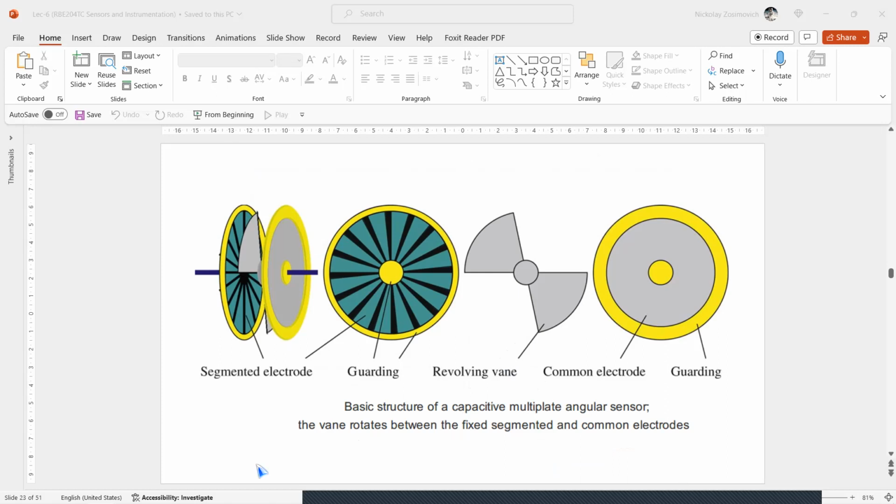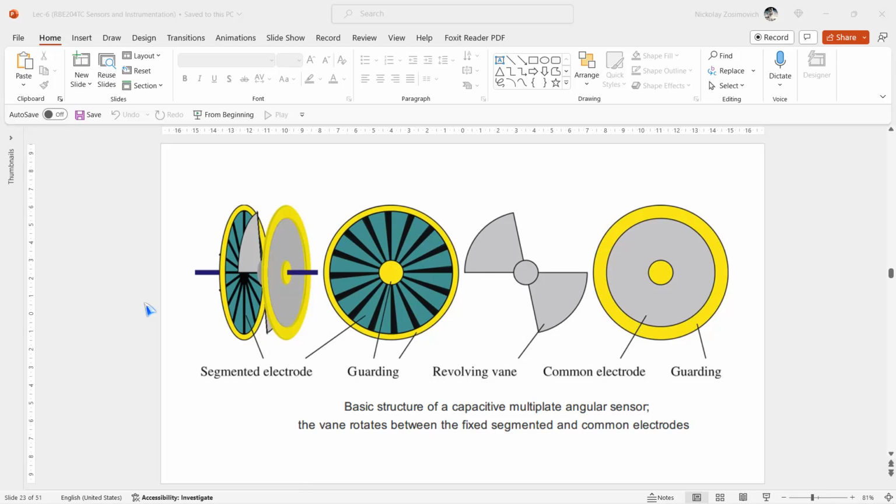The fixed segment plates are arranged in a circular array, and the moving plate is a vane connected to the rotating shaft, so that you may see it in two positions. The challenge of the designer is to obtain the highest possible resolution over the fixed range of 2 pi radians. Various solutions have been proposed.